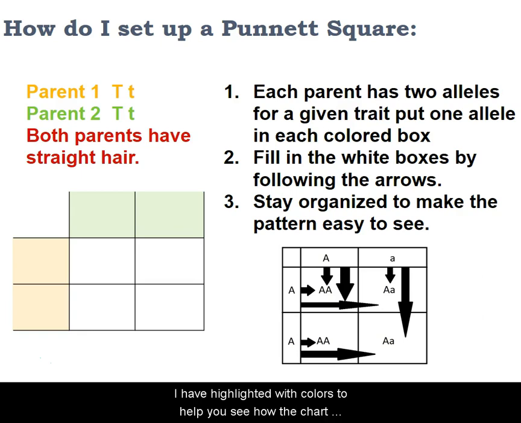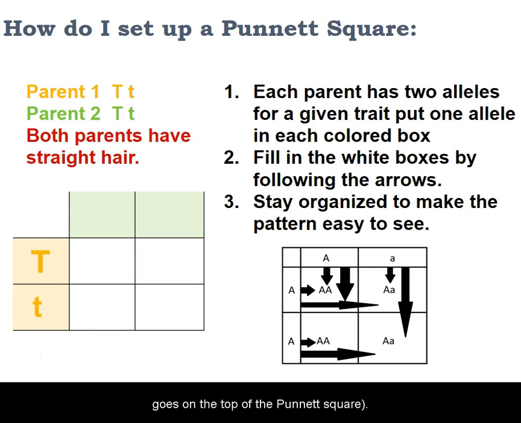I have highlighted with colors to help you see how the chart is completed and how we interpret the results. In the first example, we will be using two parents who have straight hair and heterozygous genotypes. Parent 1, typically the father, goes on the left side of the diagram. In this case, the parent has the genotype big T, little t. Let's fill one gene into each box.